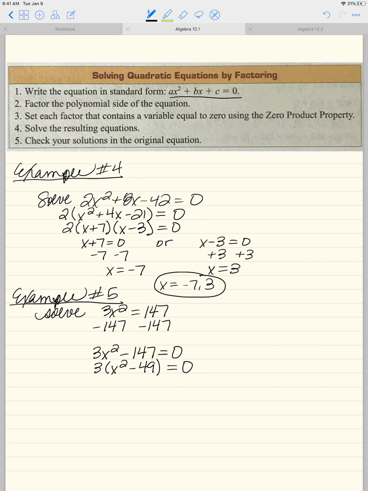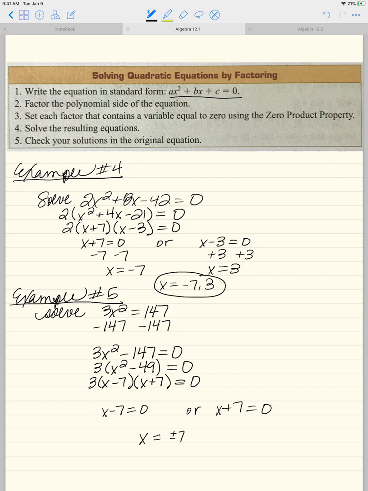x squared minus 49. Recognize that that is a product of squares. So that is 3 times (x minus 7) times (x plus 7) is equal to 0. That means x minus 7 is equal to 0, or x plus 7 is equal to 0. So x is either plus or minus 7, and you can write that like this, plus or minus 7.